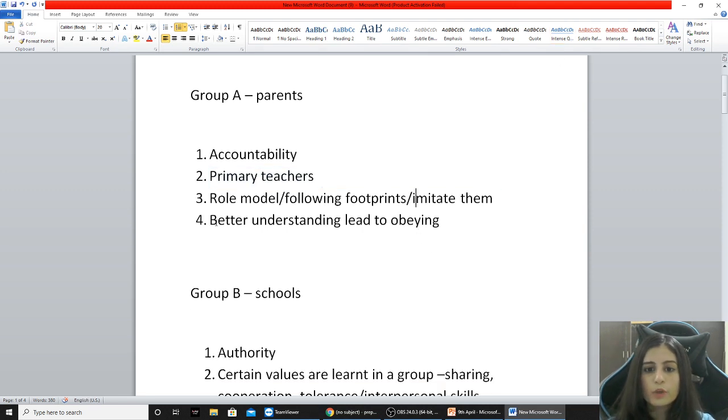The fourth point could be better understanding because they have an emotional bond. Somebody yesterday mentioned in the chat that because of better understanding between the parent and the child, they would end up obeying them much more than the others. So, this is what you can write in case of parents.